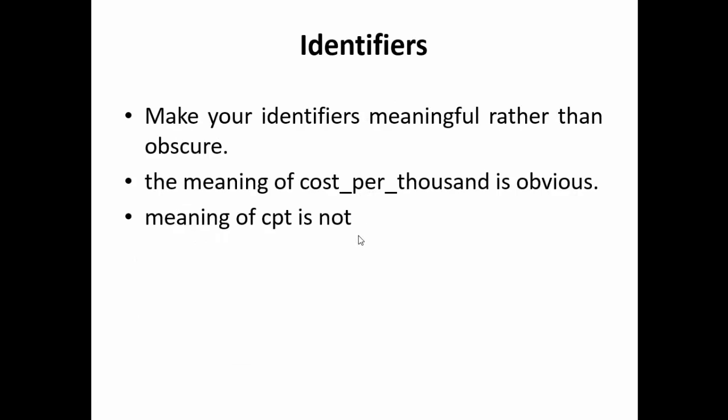Normally when you write identifiers, make them meaningful words rather than obscure ones. For example, cost_per_thousand. If you write an identifier like this, it conveys a certain meaning. But if you write CPT, what does CPT stand for? As the programmer, you know it is cost per thousand, but another person may not understand it. So whenever you write identifiers, give them meaningful names so that they are very easy to read and understand.